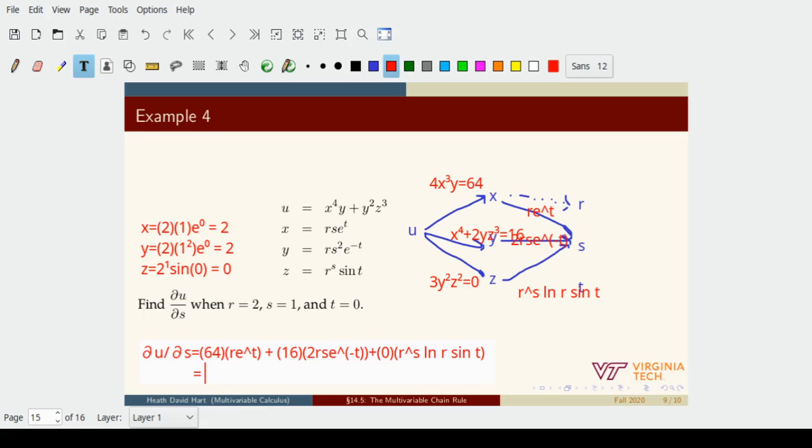And so that's 64 times r is 2 and e to the 0, so 2 e to the 0 is 2, plus 16 times 2 times r is 2 again, times s is 1, times e to the negative 0, that's 4, plus 0. And that adds up to 128 plus 32, 160.